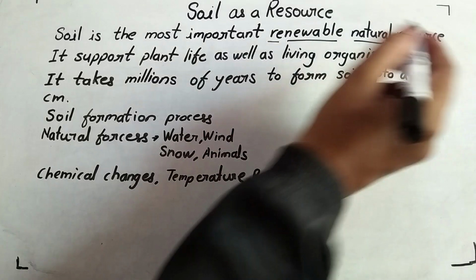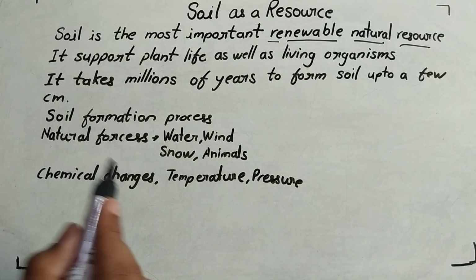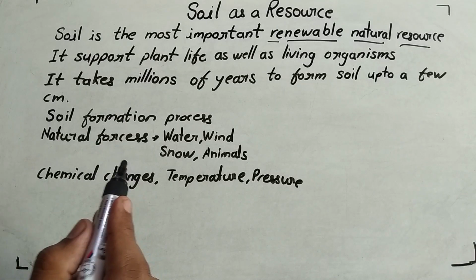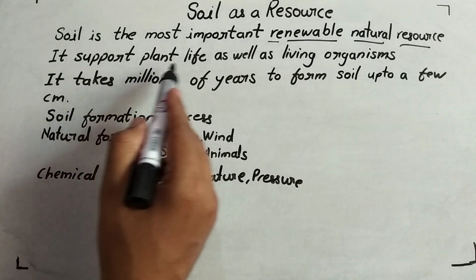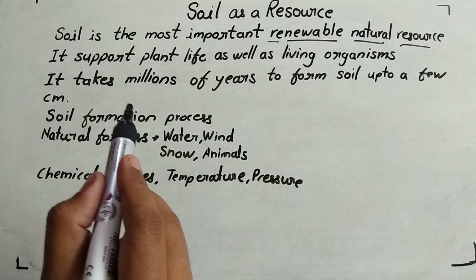Soil is a renewable natural resource. Soil formation is a natural process. Soil can form, but it takes millions of years. It supports plant life as well as living organisms.